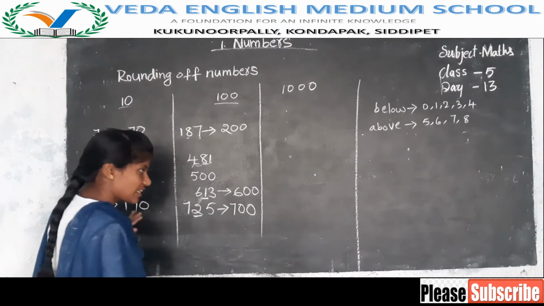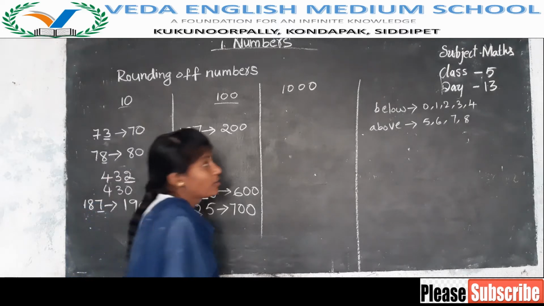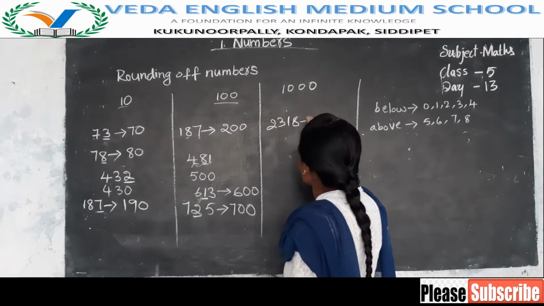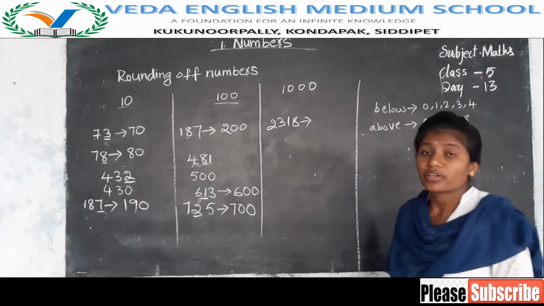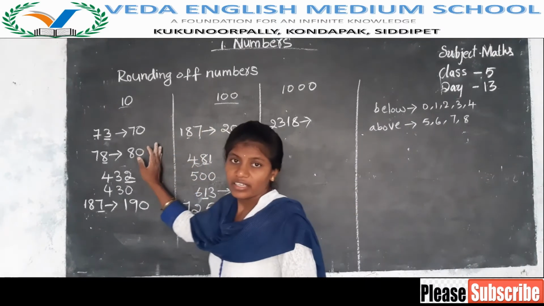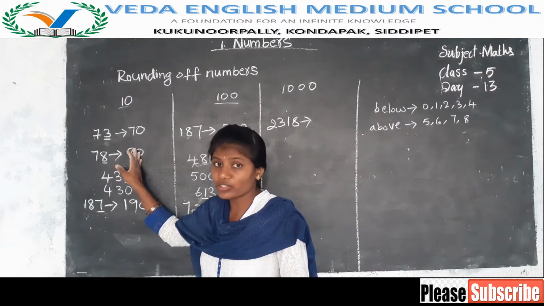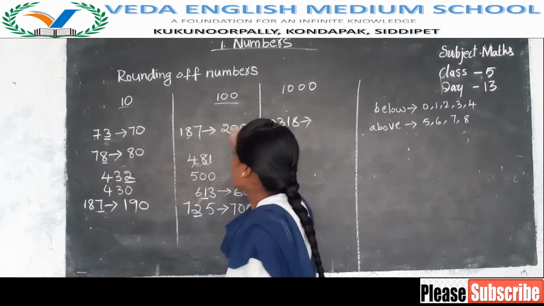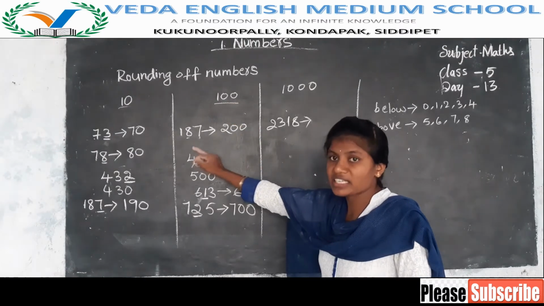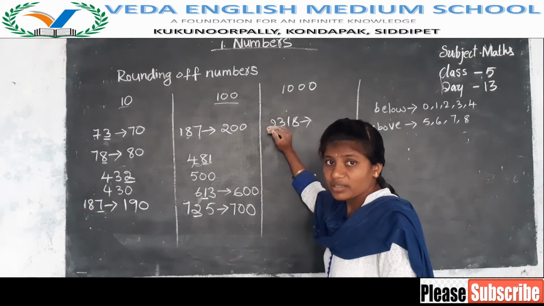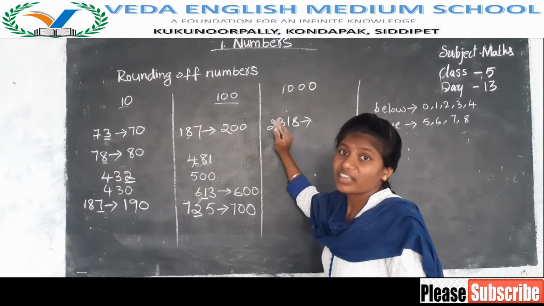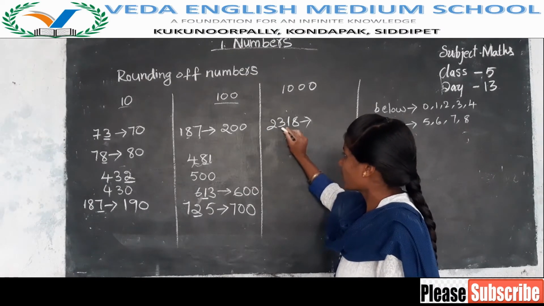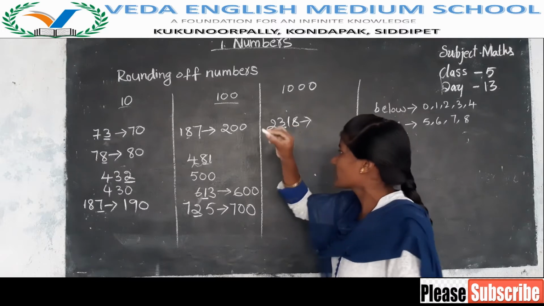Like that, these are nearest tens and nearest hundreds. How to find nearest thousands? If they said nearest tens, you have to check the place value of ones. Nearest hundreds means check the tens place. Nearest thousands means, what is the place value before 1000? 100. You have to check the hundreds place. What is the hundreds place here? Ones, tens, hundreds. So you have to check 3.